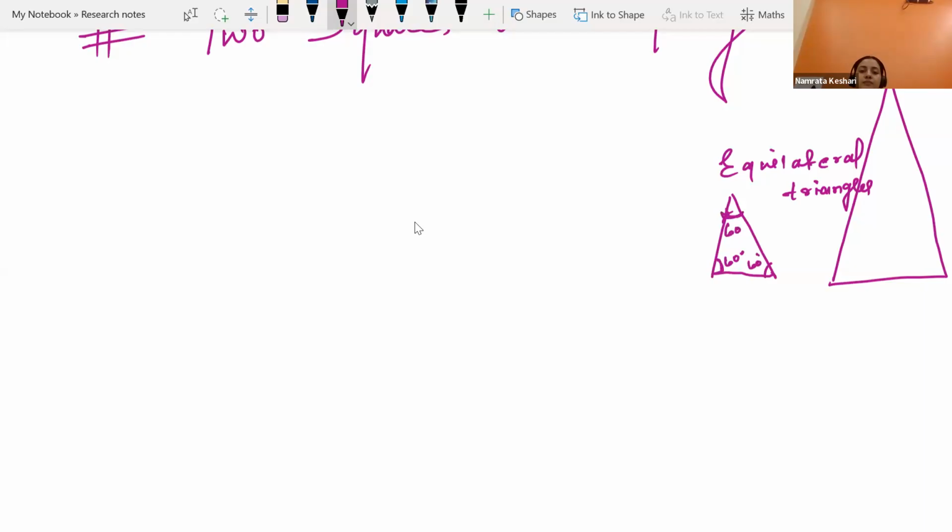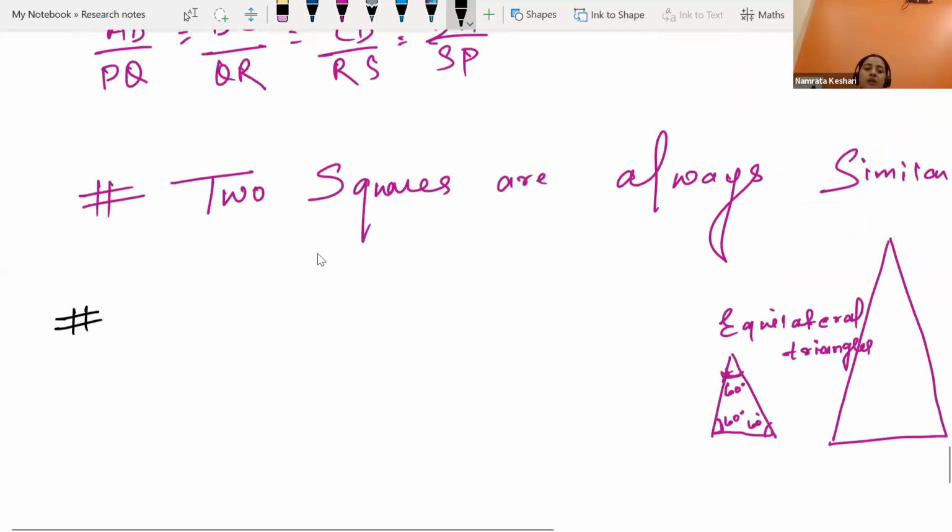Similarity means sides are in proportion, that means sides maintain the same ratio and angles are equal. Getting it? Okay. So this is how we can make one more conclusion, we can write that two equilateral triangles are always similar.